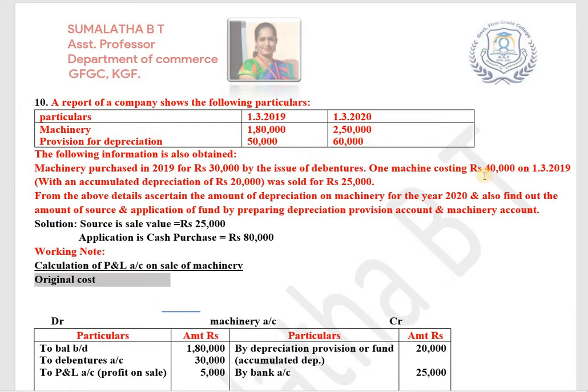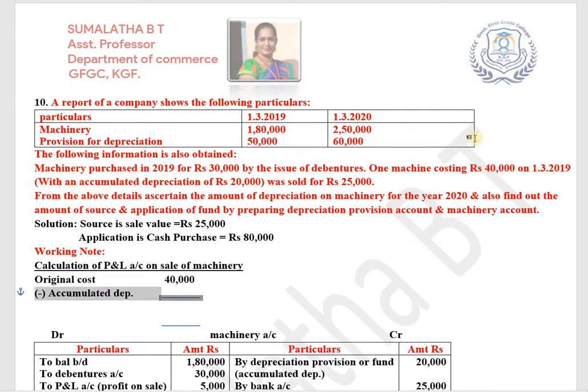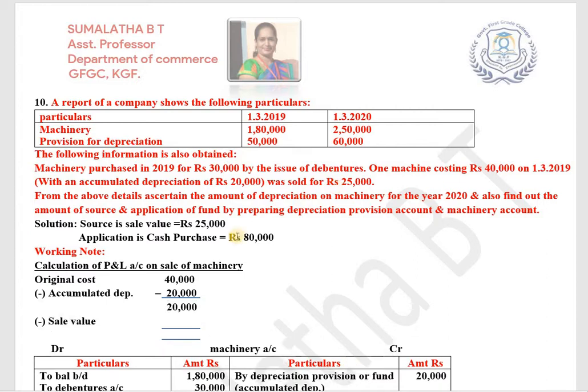In this problem, what is the original cost here? One machine costing 40,000. This is the original cost of the machine. Right? Next, accumulated depreciation is also given. Depreciation has to be deducted, because once depreciation is removed we know the written down value. So 40,000 cost of the machine minus accumulated depreciation, you will be getting 20,000. This 20,000 is the written down value of the machinery now. Getting my point? The 20,000 worth of machinery is being sold for 25,000.